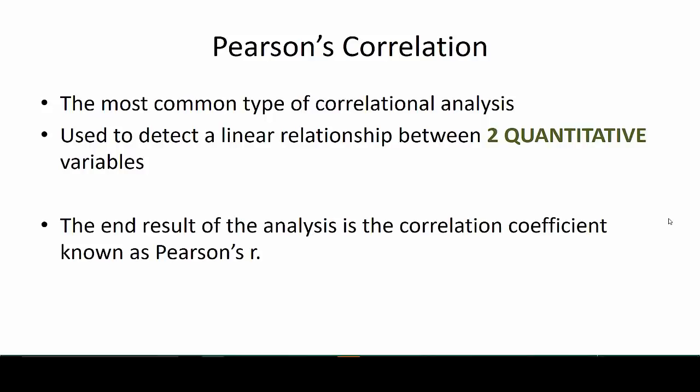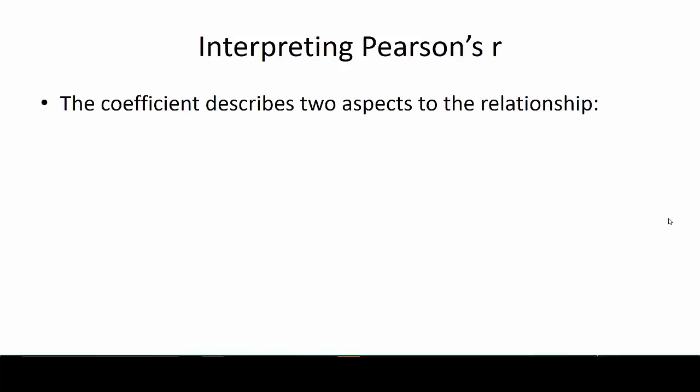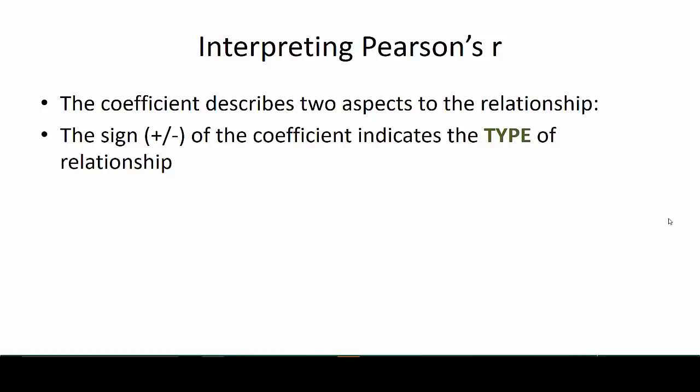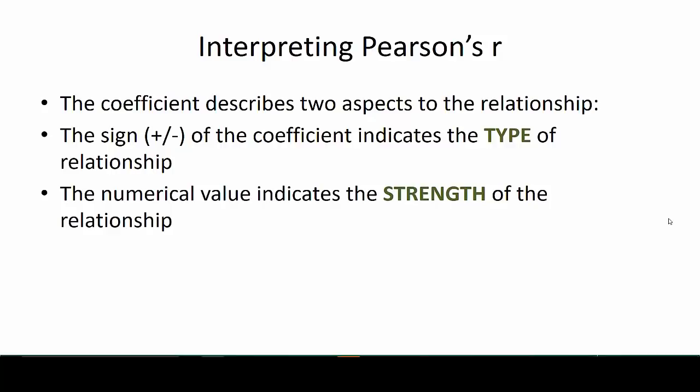The end result of an analysis is a number. This number is referred to as Pearson's R, or a correlation coefficient. This number can range from -1 to +1. This Pearson's R, or correlation coefficient, will describe two aspects of the relationship. First of all, the sign of the coefficient will indicate the type of relationship you have. In addition, the numerical value will indicate the strength of the relationship. First, I'll go into more detail about the type of relationship.